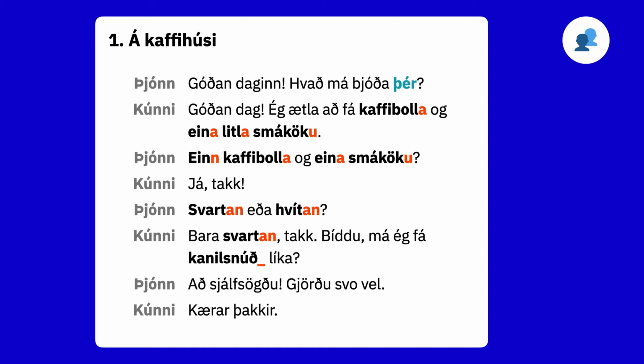Kanilsnúð is from kanilsnúður, cinnamon bun, which is also in the accusative, but this time it's because of the phrase má ég fá in that sentence. So that shows you kind of where the accusative case would be used and what kind of context. Now we will move on to look at how it's formed.